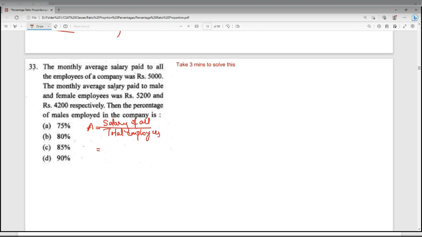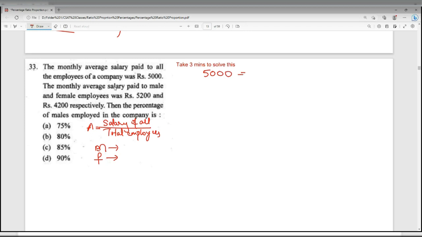So we know that this is 5,000, and let the number of male employees be M, and the number of female employees be F. So what they're saying is the monthly average salary paid to all the employees of the company, that is average, is 5,000.